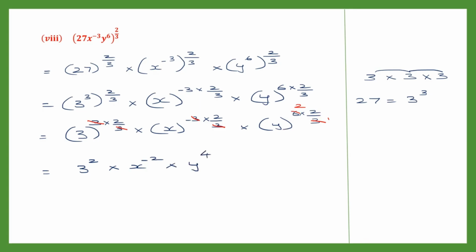Now 3 to the power of 2 means 3 into 3, which is 9, into x to the power of minus 2 is 1 by x to the power of 2 into y to the power of 4. So now when we multiply all the numerators. So 9 into 1 is 9, 9 into y to the power of 4 is 9 y to the power of 4, and in the denominator we have x to the power of 2. So this is our final answer.